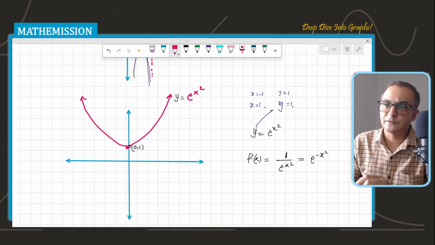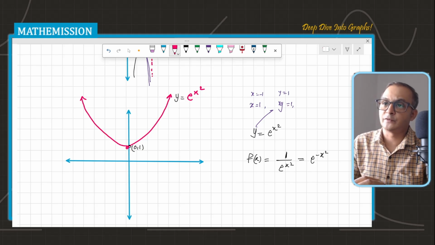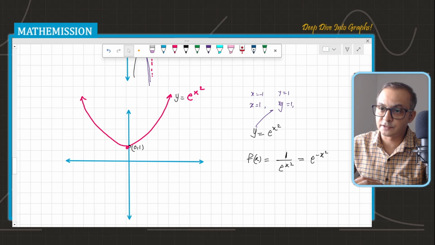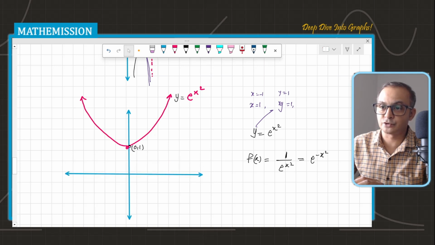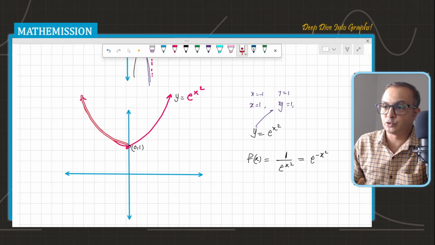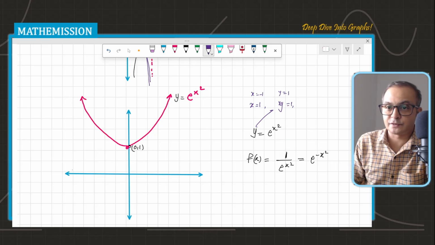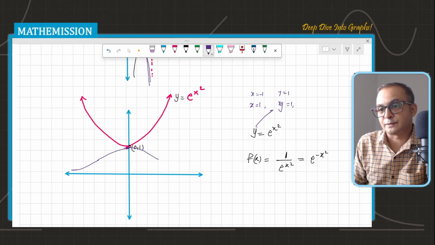Now, if this is the graph of e to the power x square, I have to draw the graph of its reciprocal. So let me just take this x-axis a little bit down so that I can draw the graph of it. For this part, you can see that the graph of e to the power x square is decreasing. I'm doing the reciprocal of it, so our graph should increase. It should increase from the x-axis, and at 0, they will give you the same value. So it will again meet this 0, 1 and again do the symmetry.